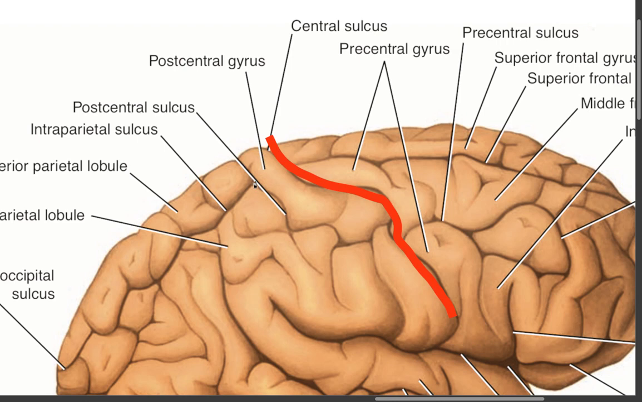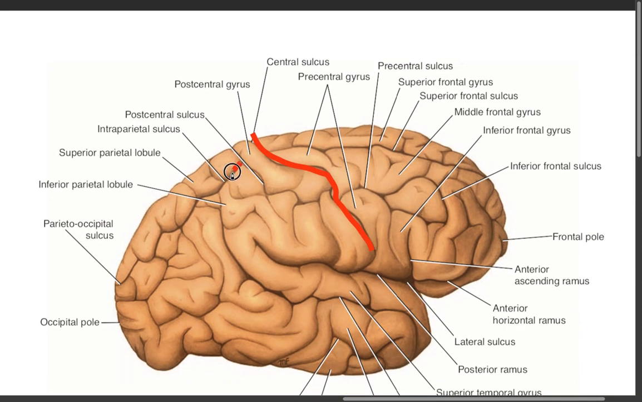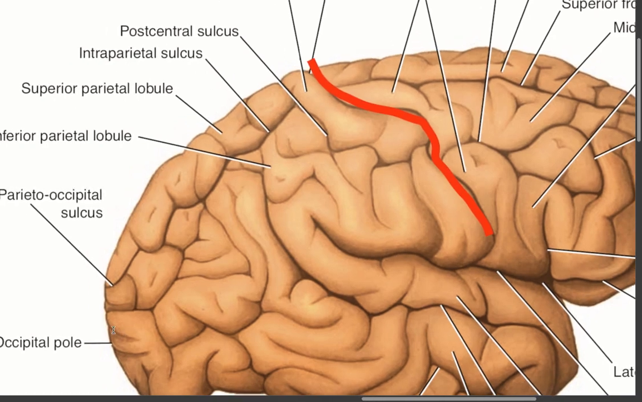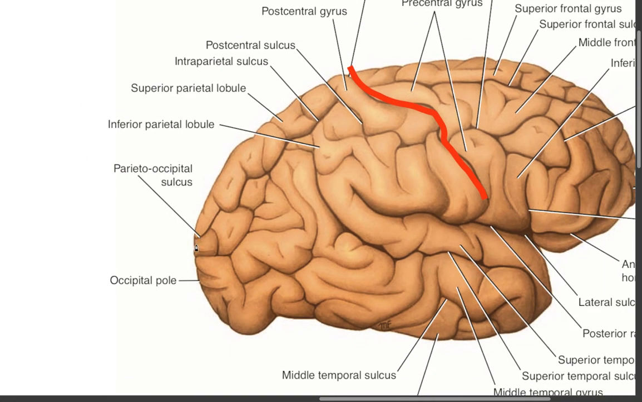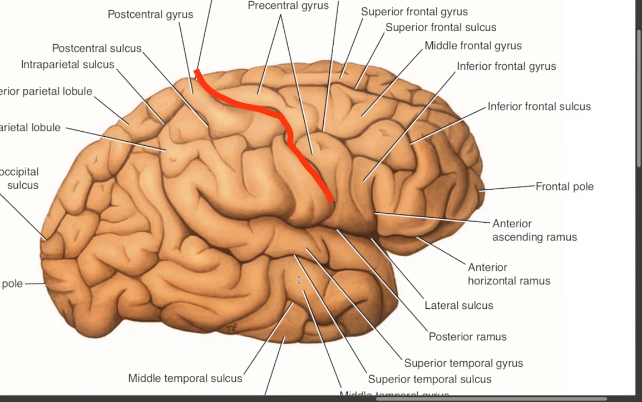Now, at the medial aspect of the postcentral sulcus, we have a vertical sulcus called the intraparietal sulcus, which extends ventrally and separates the parietal lobe into the superior parietal lobe and the inferior parietal lobe. Of course, these are composed of other gyri and sulci. Going to the occipital pole, the most posterior part of the occipital lobe, it is separated from the parietal lobe by the parieto-occipital sulcus, which we mentioned a moment ago.